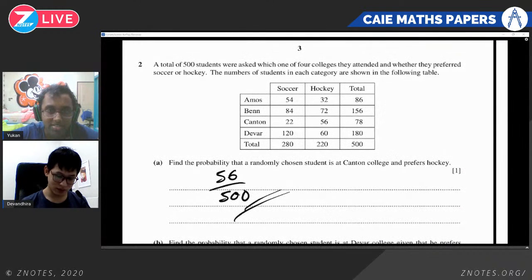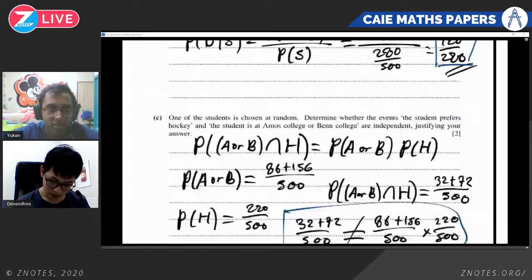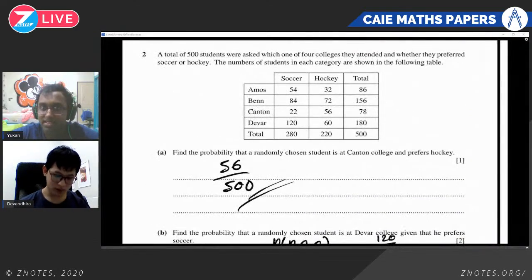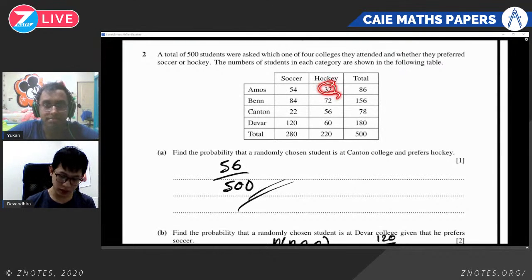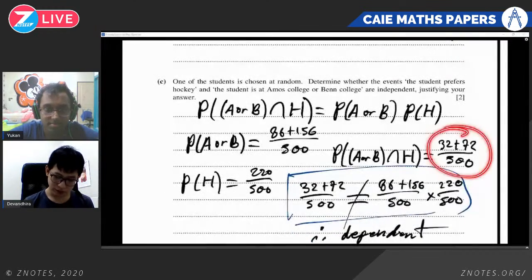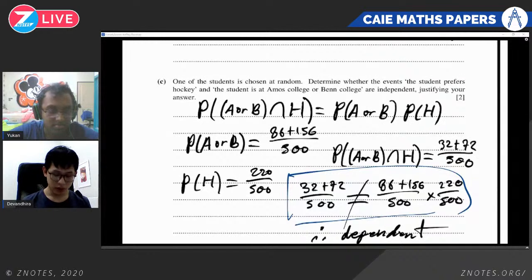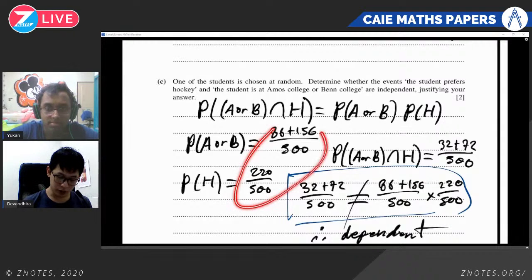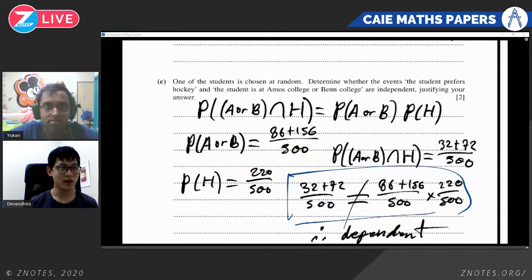For A or B and hockey, you just add the hockey totals for each college and divide by 500, so Amos and Ben's divided by 500. Exactly. So you have 32 plus 72 divided by 500, and that's exactly what we have here. So if they're independent, then multiplying these two numbers has to equal this. But if you check your calculator, it's for sure not.